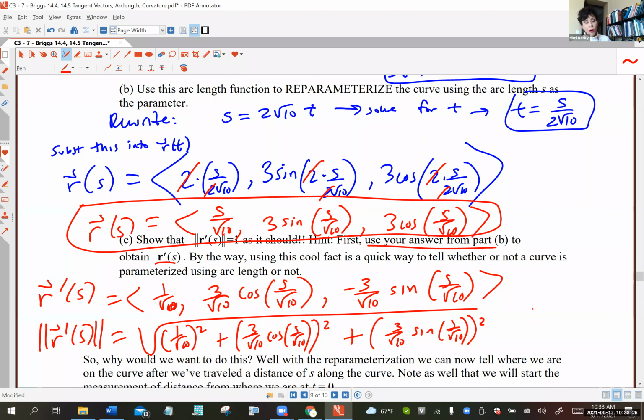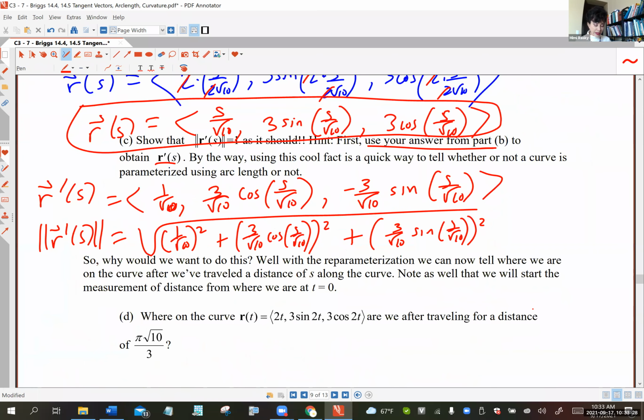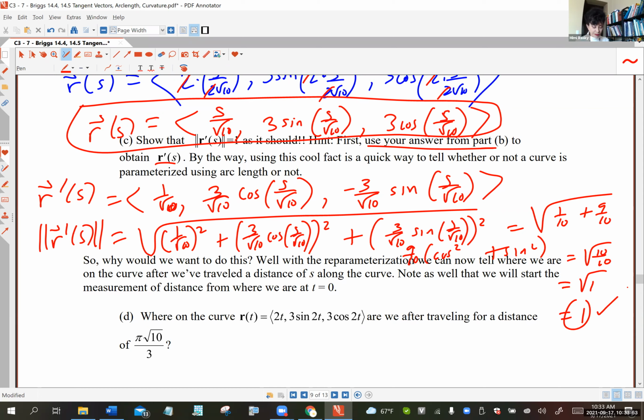And as before, you'll notice after squaring that the last 2 terms have a common factor of 9/10, because when you square 3 over square root of 10, you get 9/10. So when you factor out that 9/10, you're going to have a cos squared plus a sine squared factor, but that goes to 1. So after simplifying, this is going to look like 1/10 plus 9/10. But wait a minute, that's 10/10, and square root of 10/10 is square root of 1, which is 1. Boom, we're done.